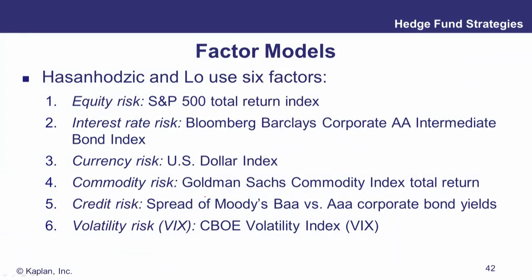In the CFA books, we're given details of a study by Hasanhodzic and Lo, who identify 6 risk factors that are most relevant to hedge funds. So equity risk defined by the S&P 500, interest rate risk defined by the Bloomberg Barclays Bond Index, we've got currency risk, the US dollar index, commodity risk, we use our GSCI total return, credit risk, we're looking at the spread between BAA and AAA bonds, and then volatility risk, we saw this index before, the volatility index, VIX. So 6 risk factors there would be fed into the model.